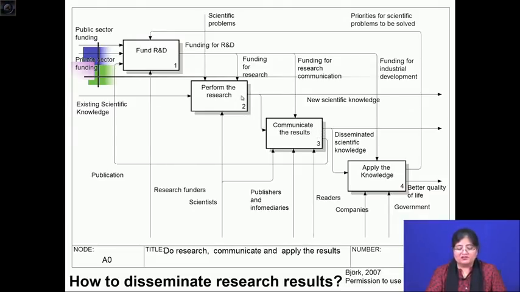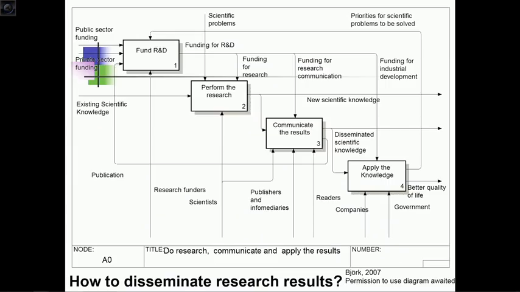Now, when you perform the research, new scientific knowledge is created. So once you communicate the results to the people who can use them, you disseminate scientific knowledge. So you communicate it to common people, and you also disseminate scientific knowledge through the research publications that you have. There are readers who read what you have done. There are people who would then want to apply the knowledge.